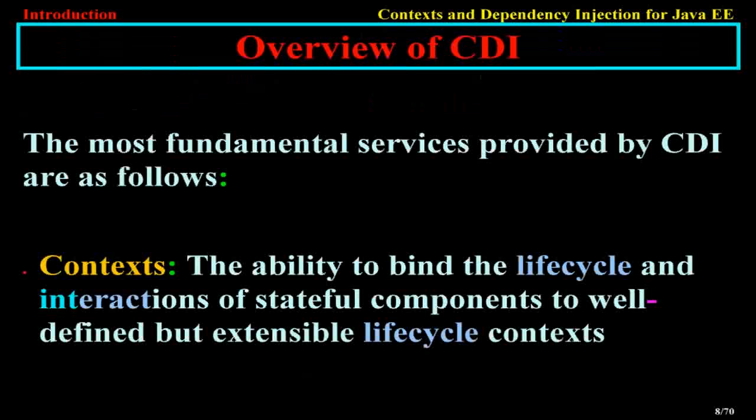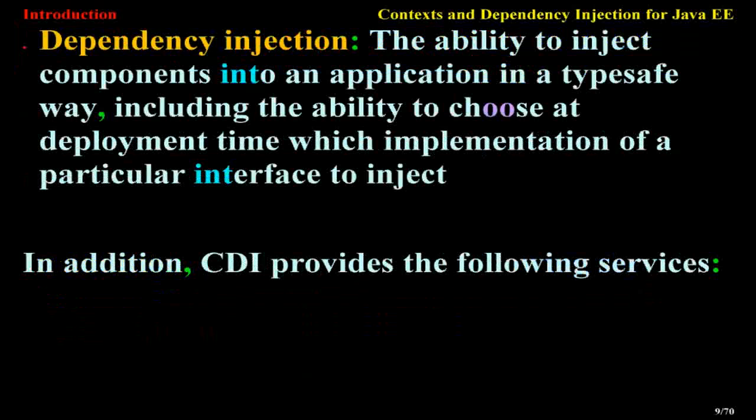Overview of CDI. The most fundamental services provided by CDI are as follows. Contexts: the ability to bind the lifecycle and interactions of stateful components to well-defined but extensible lifecycle contexts. Dependency injection: the ability to inject components into an application in a type-safe way, including the ability to choose at deployment time which implementation of a particular interface to inject.